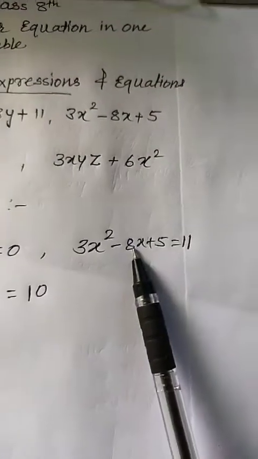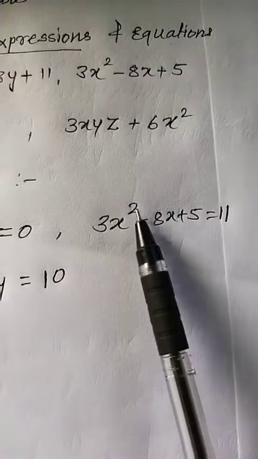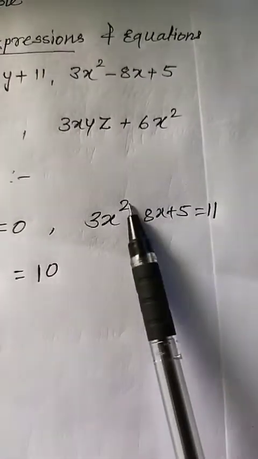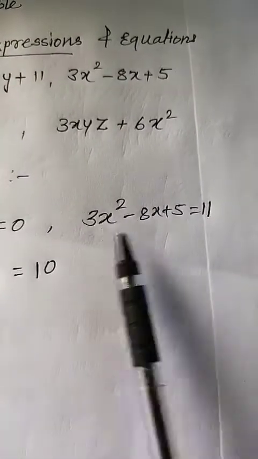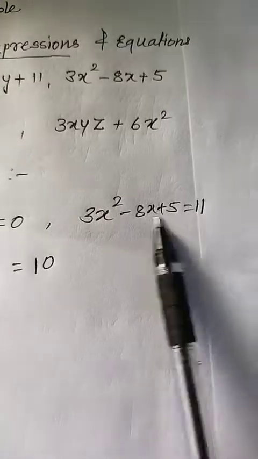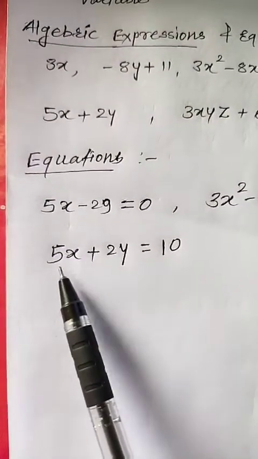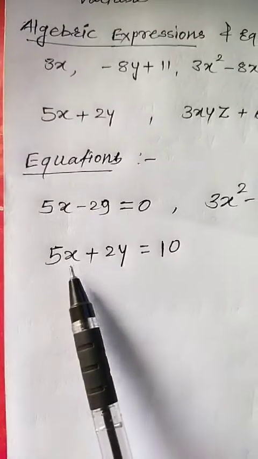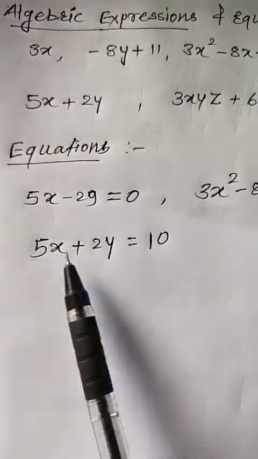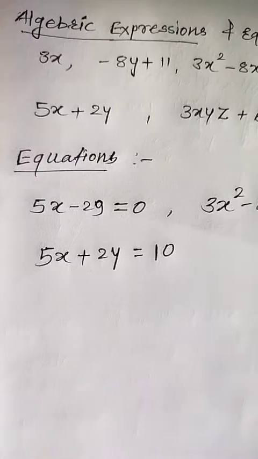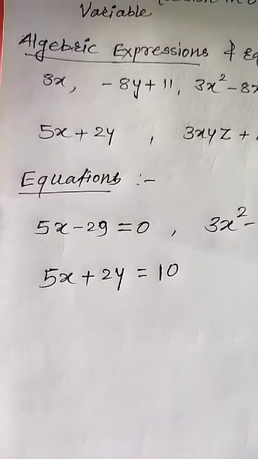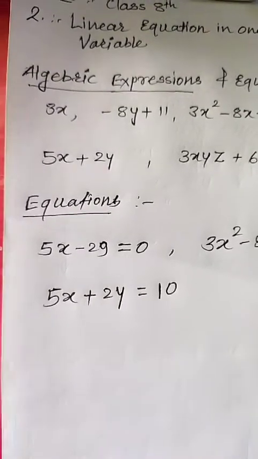But this is not. Why? Here the power of this equation is 2 and it contains 3 terms. So this is the left term and this is the right term. This is also an equation, but it contains 2 variables, variable x and variable y. So among these, what is the linear equation in one variable?